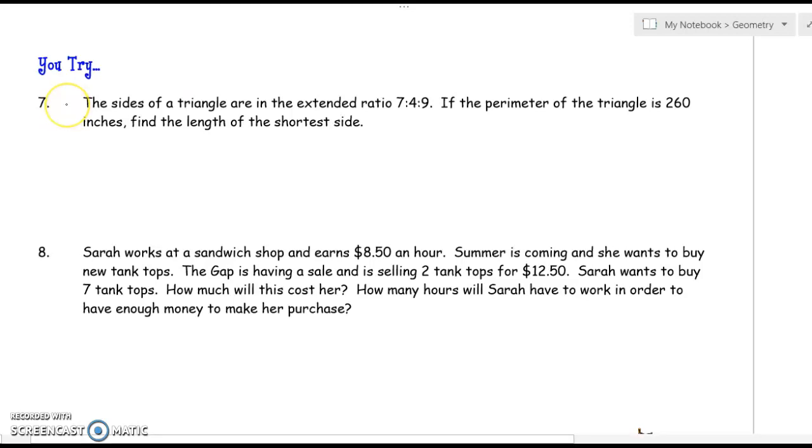We've got number 7. The sides of a triangle are extended in a ratio of 7 to 4 to 9, and you've got the perimeter. So remember, perimeter, you add up all the sides. The sides aren't exactly 7, 4, and 9. It's going to be multiples, so 7x plus 4x plus 9x is going to equal 260. And then you can solve. You're going to add the x's. You get 20x equals 260.